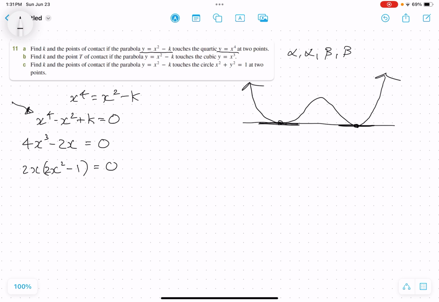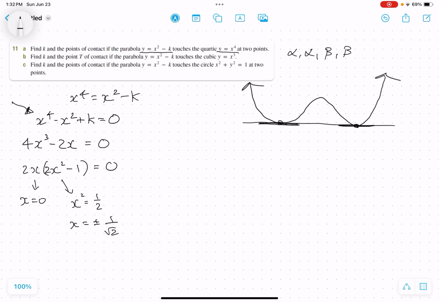All right. And then we can see either x is going to be 0, or x squared is going to equal a half. So x has got to be plus or minus 1 on root 2. All right. And now it's a double root.